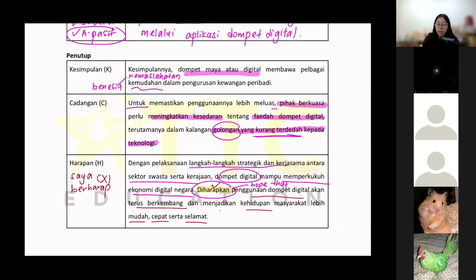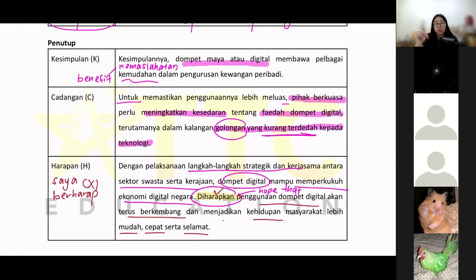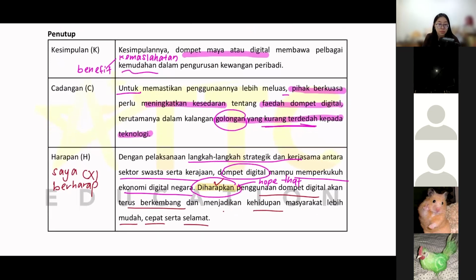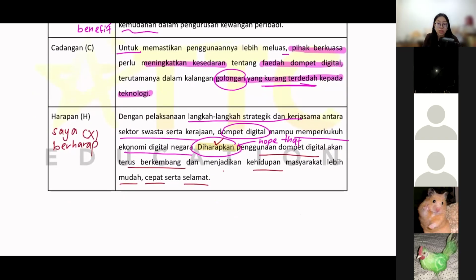Okay, this one you don't need to copy anything. Just write something like a cross for saya berharap. Okay, now we go for the next one. Dana, like 3, 2, 1, let's go.